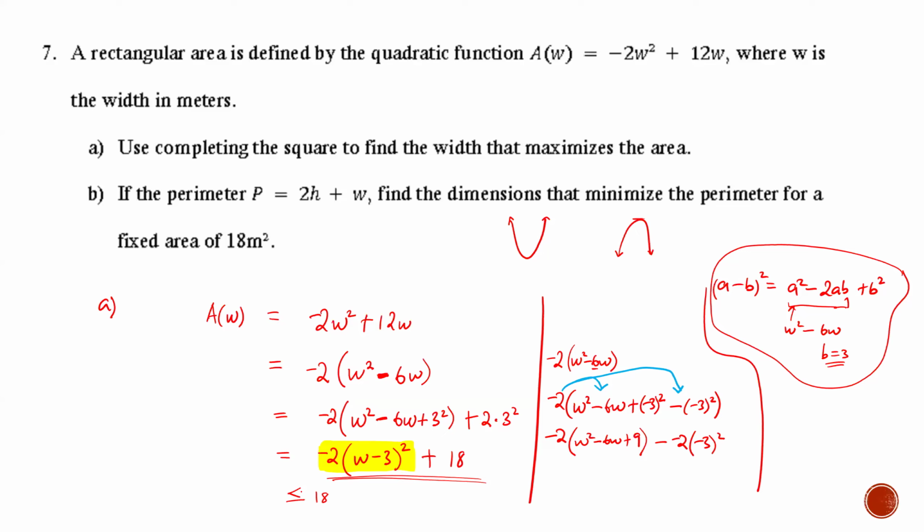Equality holds when the area of W is equal to 18. Equality will hold when that highlighted term is equal to 0, and it's equal to 0 when W is equal to 3. When W is 3, that whole thing vanishes to 0. So we have found the width that maximizes the area, which is 3, and that area is actually 18. Any questions on that?